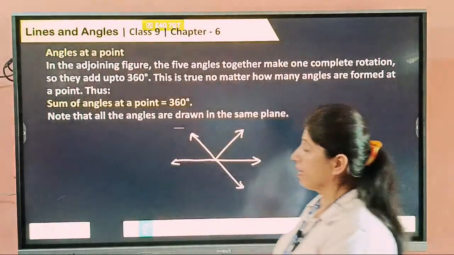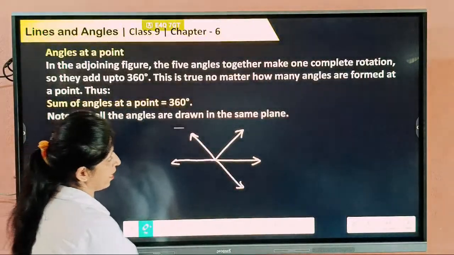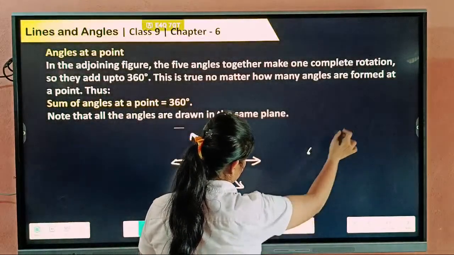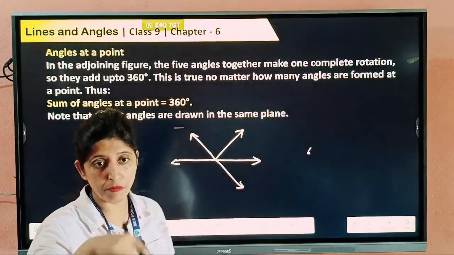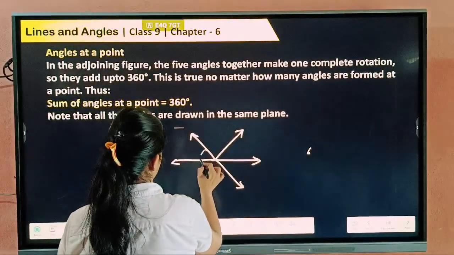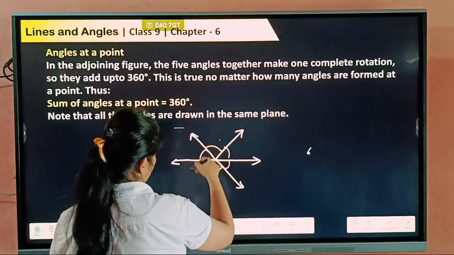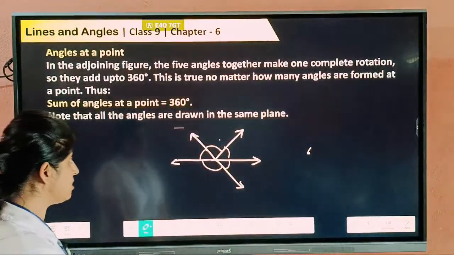Next, angles at a point. What is the meaning of angle at a point? We can take one point and we can make so many angles at this point, but their sum will be 360. Now look at this figure, 5 angles are being made: 1, 2, 3, 4 and 5. If the total sum is 360, then we can say that the sum of angles at a point is 360.